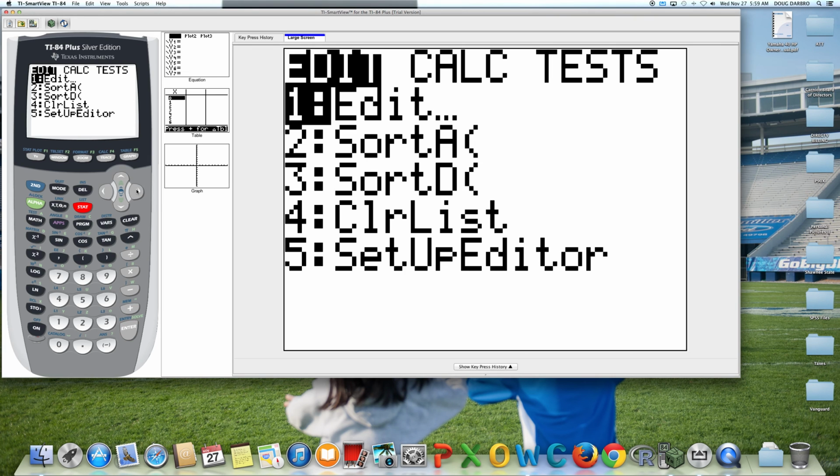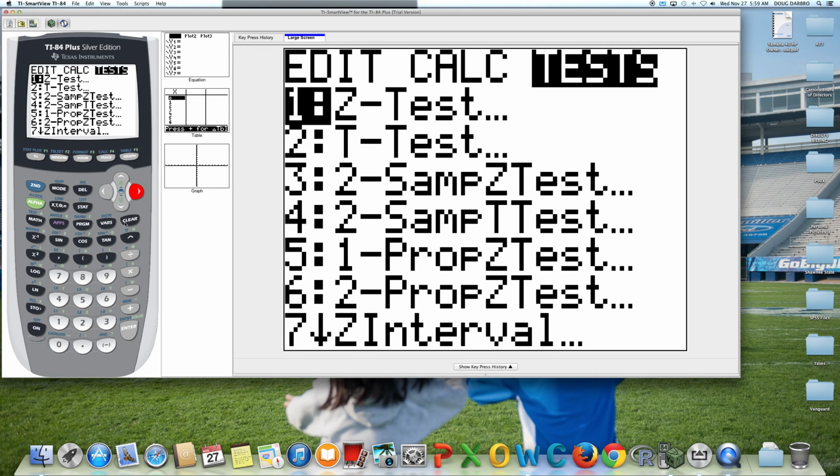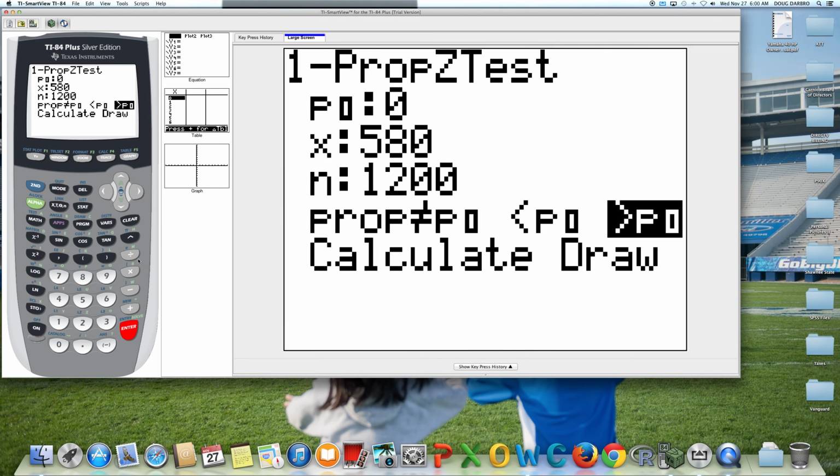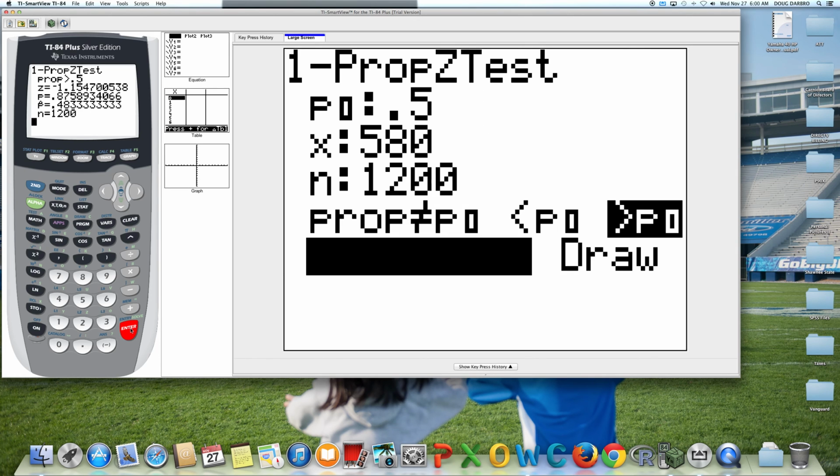So I'm going to go to Stat, and we'll go over to Test, and I'm going to come down to number 5. So my P0 is 0.5. And this is a good question because it's going to be very similar to the things you're going to encounter on your final exam. So we have our sample 580, 1200. It imported that in from the confidence interval. And come down and make sure that the alternative hypothesis is set correctly, and turns out in this case it is. So now we come down and calculate.